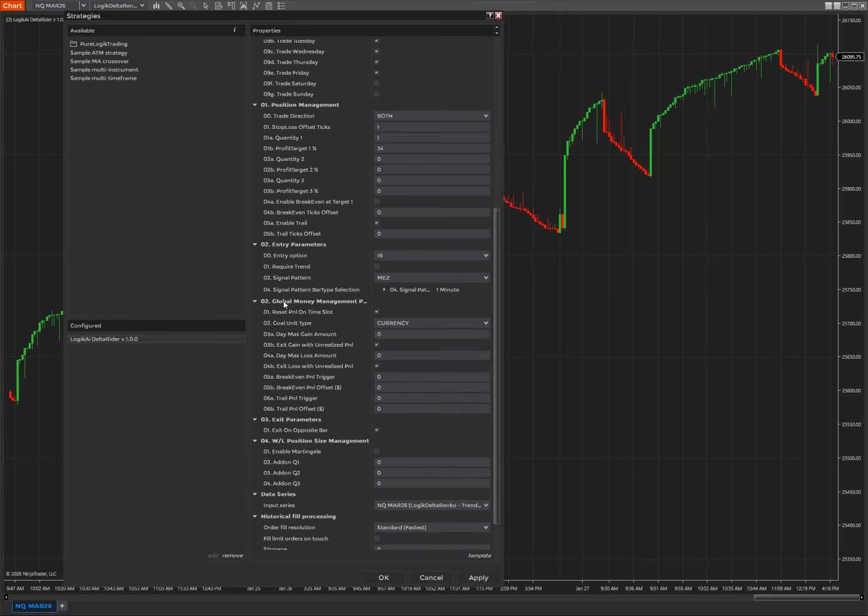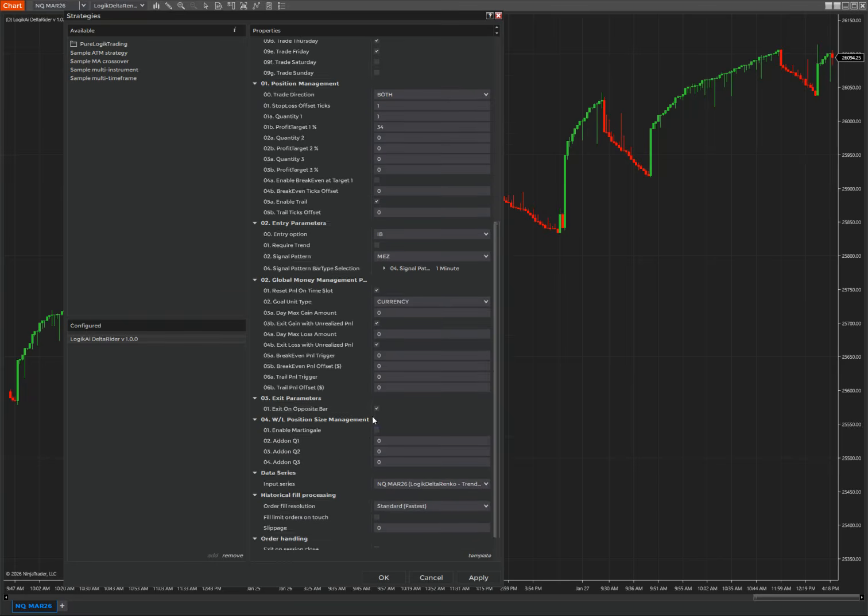All right. Down here, this global money management is if you want to stop after a certain gain is made for the day, or a certain loss. There are all these functions down here that I go into in detail in the documentation. I'm not going to go into them now.